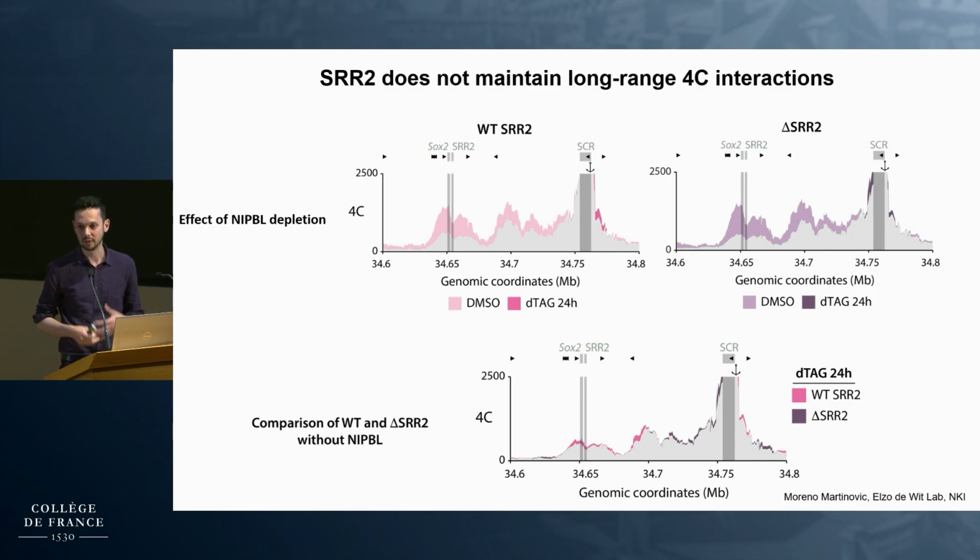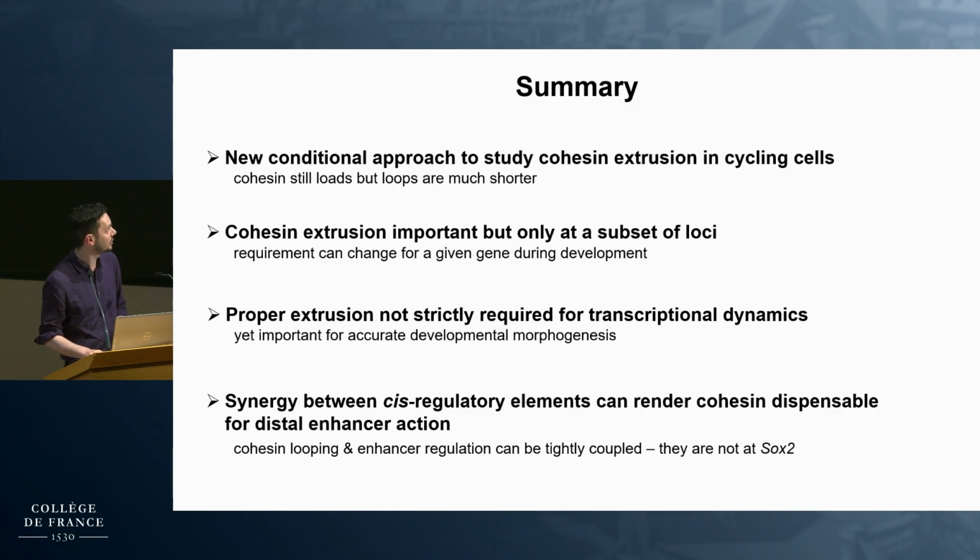So it's not like you're maintaining proper long-range interactions, at least as we can detect by 4C. There could be some higher order organization that is not captured by these assays, but so far we just don't know what could be the mechanism. So this is the summary, but I think I just explained everything.